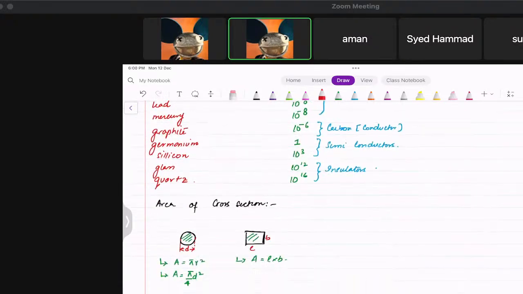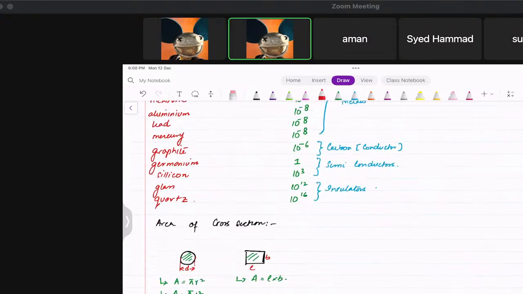So usually they would give you the diameter. That's why I've given you the formula that to find the cross-sectional area, you have to do pi by 4 d square, and if it's a rectangle or square, you have to do length into breadth.